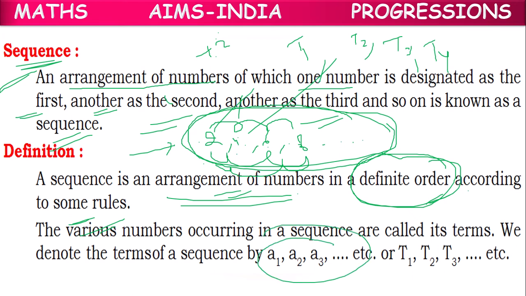So a sequence means an arrangement of numbers which are following a definite order. That group of numbers is called a sequence. All the numbers present in the sequence are considered as terms and they are denoted by the symbols T1, T2, T3, T4 or A1, A2, A3, A4.